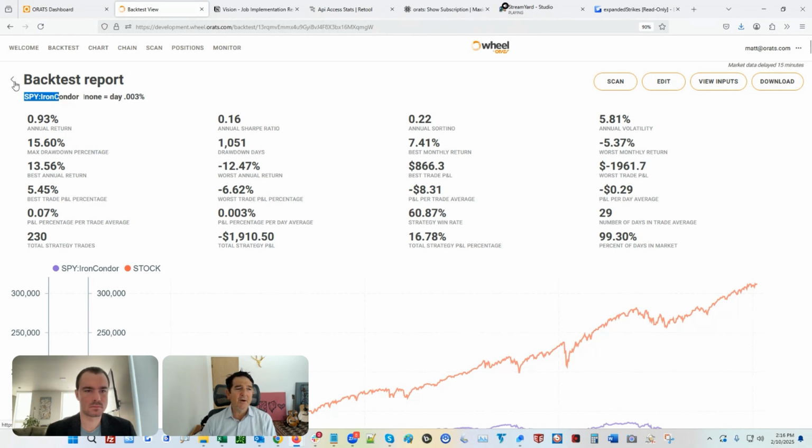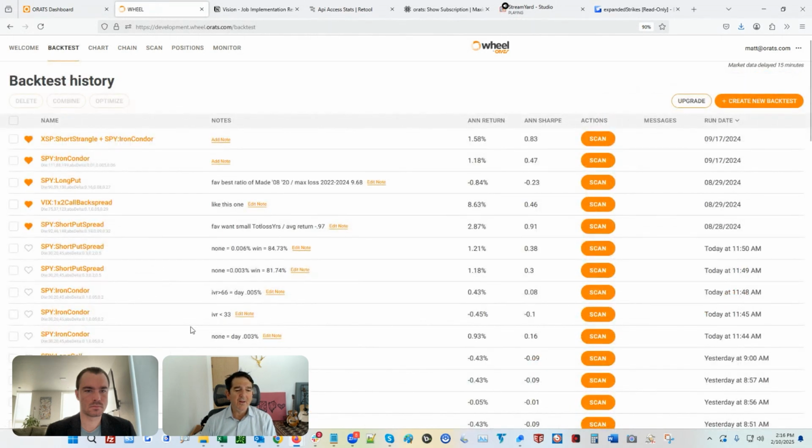Now what we're going to do is trade the iron condor when the implied volatility rank is both less than 33, the rank goes between 0 and 100, and when it's greater than 66. When do you think it's going to be better, Tyler? You could cheat and look, but yeah, probably when it's greater.